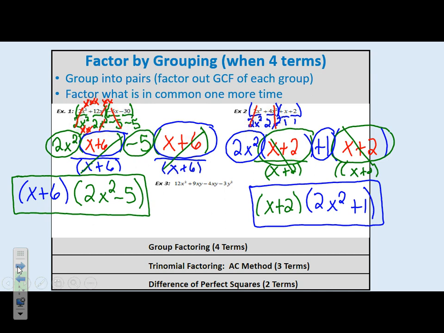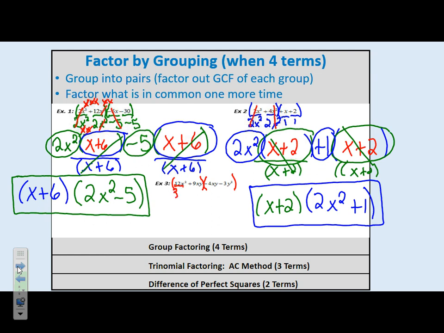Okay? All right, exciting. On to our last example for the day, and then we will be done. Okay? We're going to break it up. Once again, you guys, we're going to break it up into two different groups. So here's my first group, here's my second group. Now I need to take out my greatest common factor here. So I have 12 and 9, so my greatest common factor in this one is going to be 3.